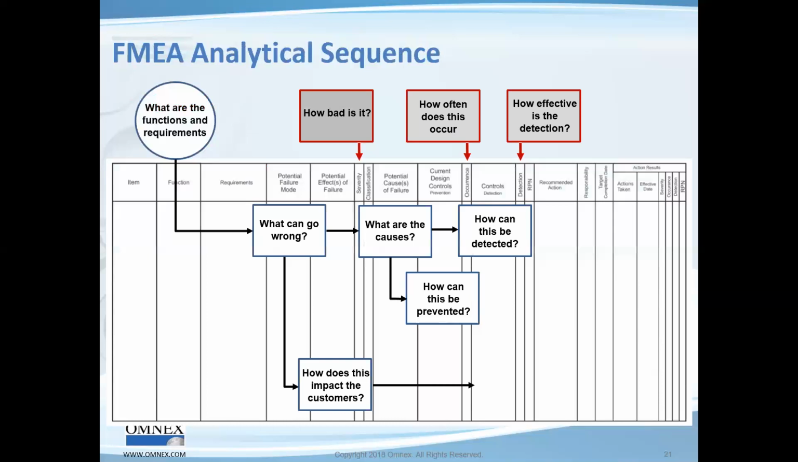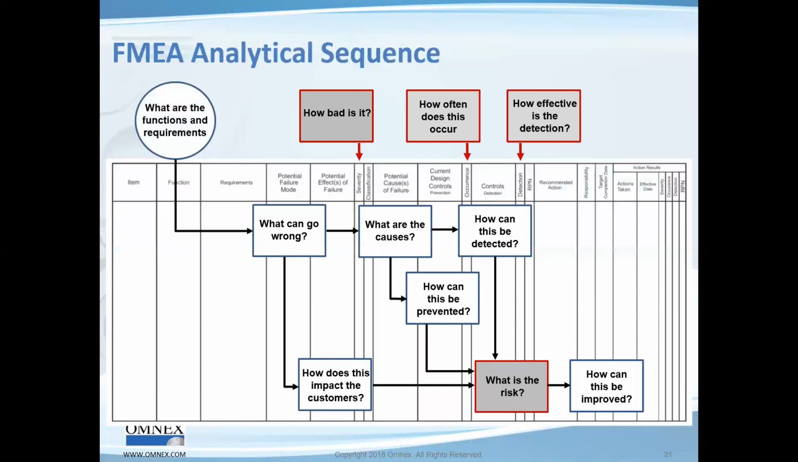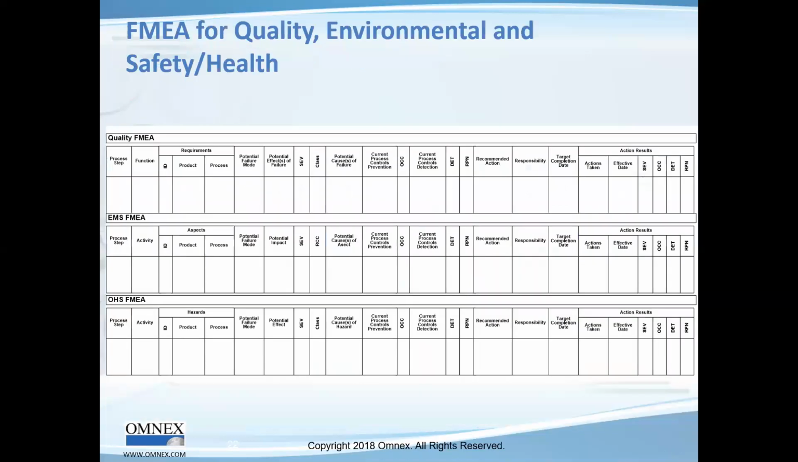So once we have the details, we take the severity, and to that we add how it can be prevented and how it can be detected, and all those together come into what is the risk. What is the risk for this particular function or requirement, for this particular failure mode, for these particular causes? Once we get the risk, we ask, how can this be improved? And once we do the improvement, then we recalculate after the improvement activities. So what is the RPN? What is the severity, occurrence, and detection after we have improved the detection value or the prevention controls?